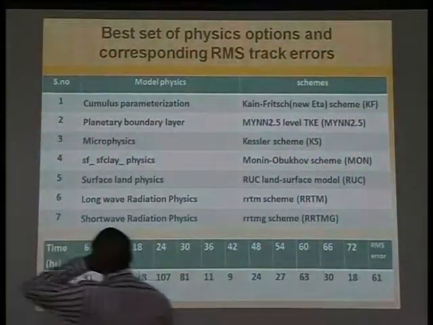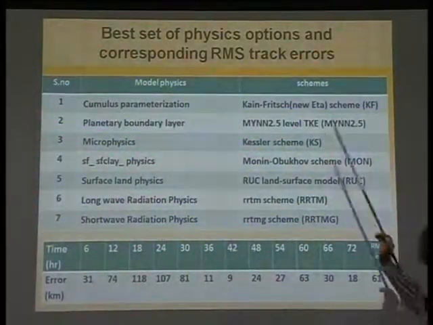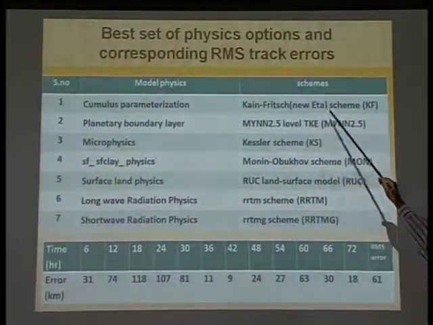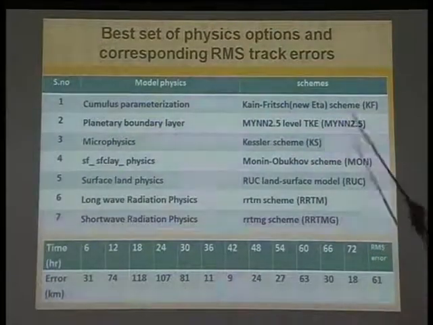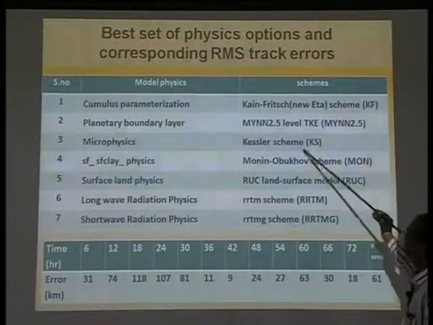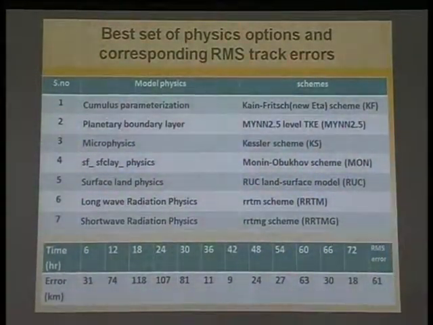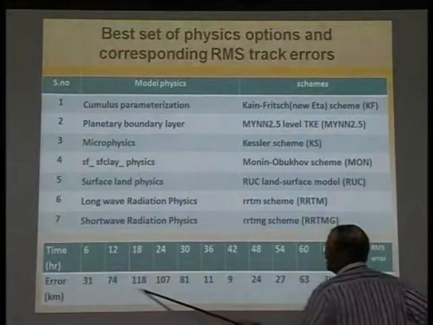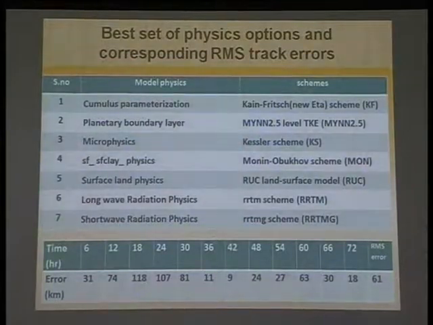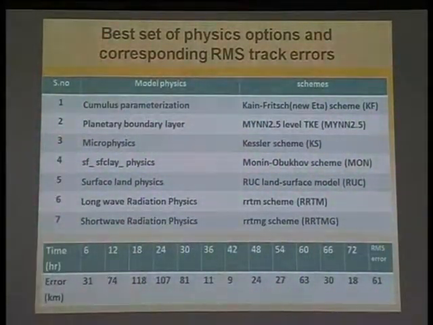Now we identified the best set of physics options and the corresponding RMS errors. As far as the cumulus parameterization is concerned, we have used the Kain-Fritsch scheme. The physics of all this is available in the WRF manual. It's also been well documented in papers. Then planetary boundary layer, then microphysics Kessler scheme, and these are the schemes which we have finally zeroed in on. This is the error versus time, 6 hours, 12 hours, and we have taken an RMS error of about 61 kilometers for the best setup, for the best scheme.